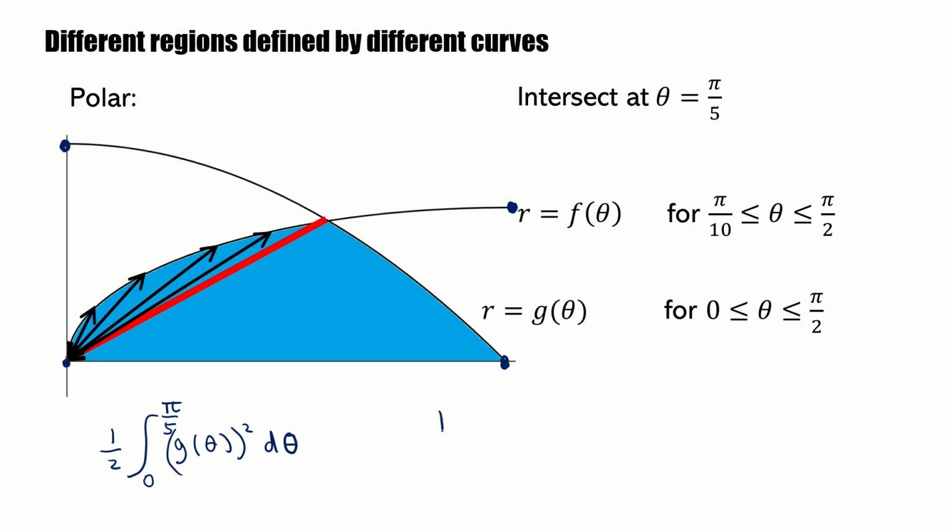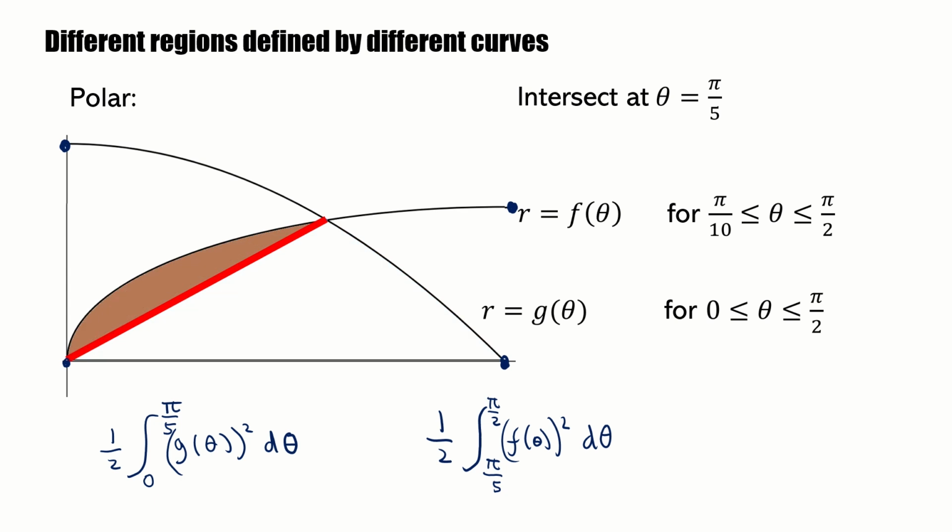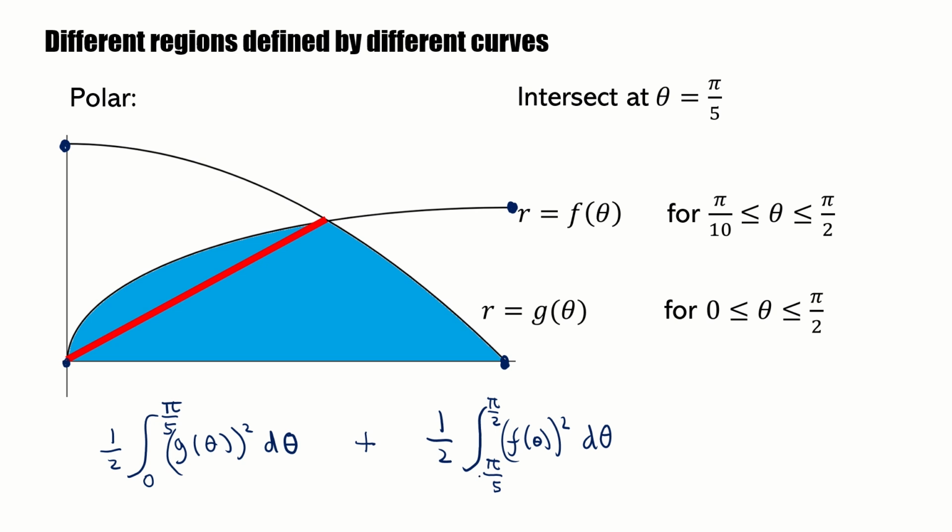What we need to do is the polar integral of f of theta, which means we've got to do half lots of the integral of f of theta all squared with respect to theta. If we do the integral from theta equals pi over 5 all the way until that curve ends at pi over 2, that will be finding this region here. Therefore, if we want to find the overall fully shaded region that we had before, all we've got to do is add these two integrals together.